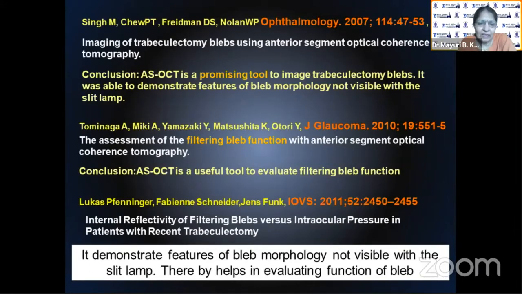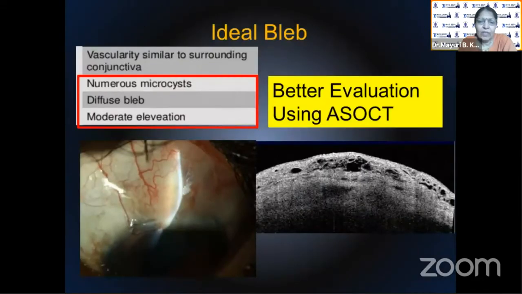Various studies are there in the literature, and we have also published our study, which suggests that anterior segment OCT is a promising tool. With the help of that, you can assess the filtering bleb functionality in the early postoperative period. It demonstrates features of bleb morphology which are not visible with the slit lamp, and thereby helps in evaluating these functions. The ideal bleb is shown on the left-hand side, and its vascularity should be similar to the surrounding conjunctiva. Numerous microcysts could be there, and a diffuse bleb more on the posterior side with moderate elevation.